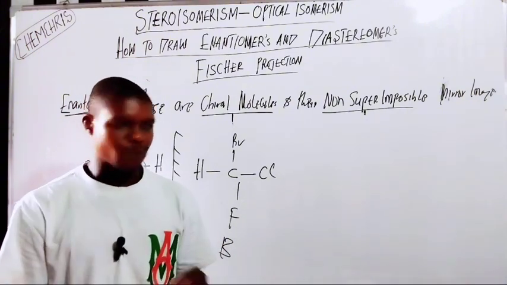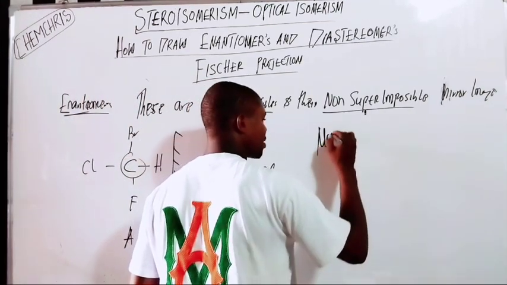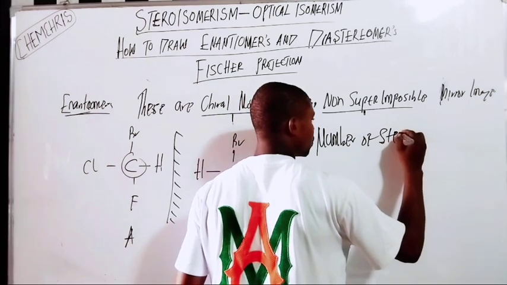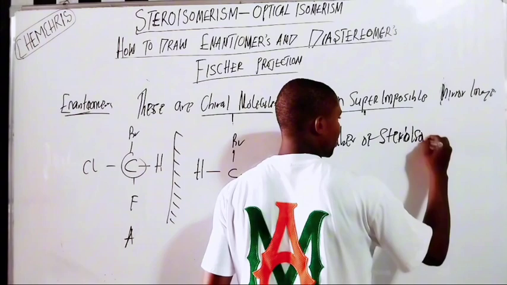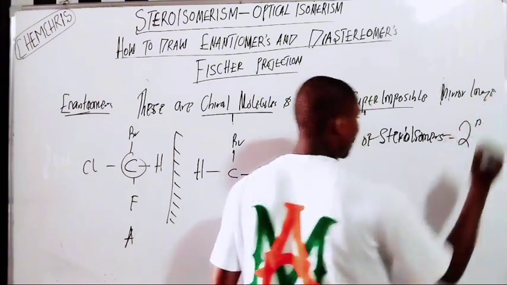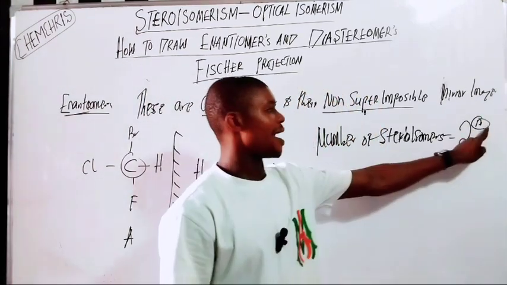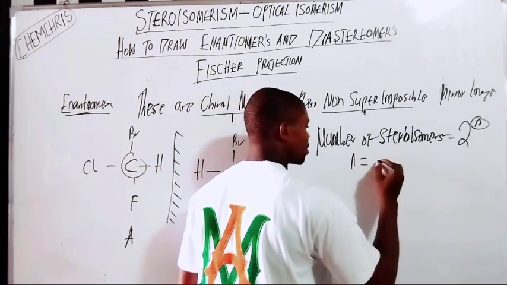Chiral center. So we have a simple formula to do that here. The number of stereoisomers is equal to 2 raised to the power N, where N means the number of chiral centers.